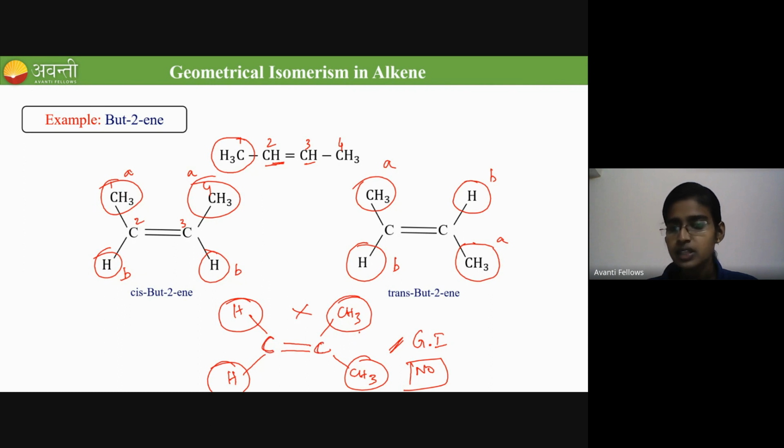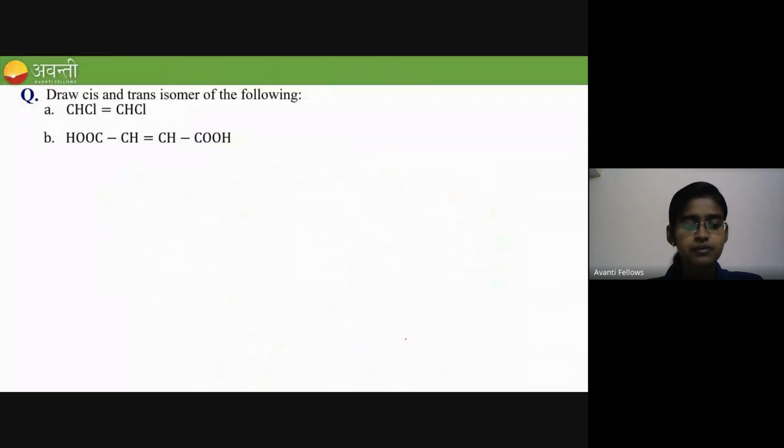So both the double bonded carbons should have similar groups attached to them on the same side or opposite side. Got it? These are some of the confusions you will get in your exam. So you should be very clear with this, which is easy, but you have to be very careful also. This is a very common example for geometrical isomerism. I hope geometrical isomerism is clear to all of you.